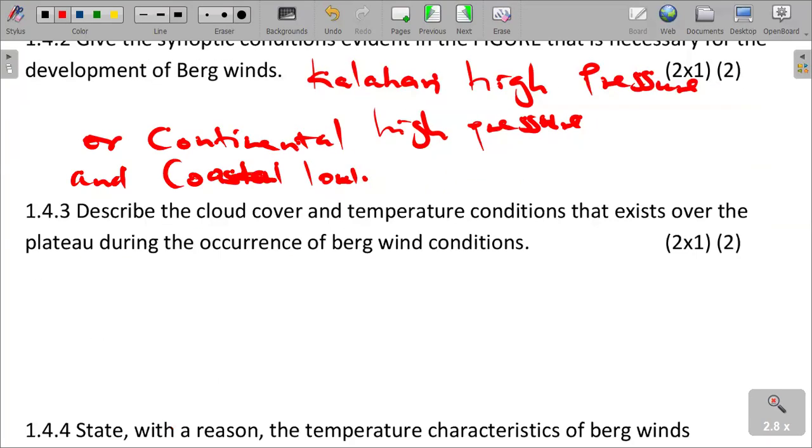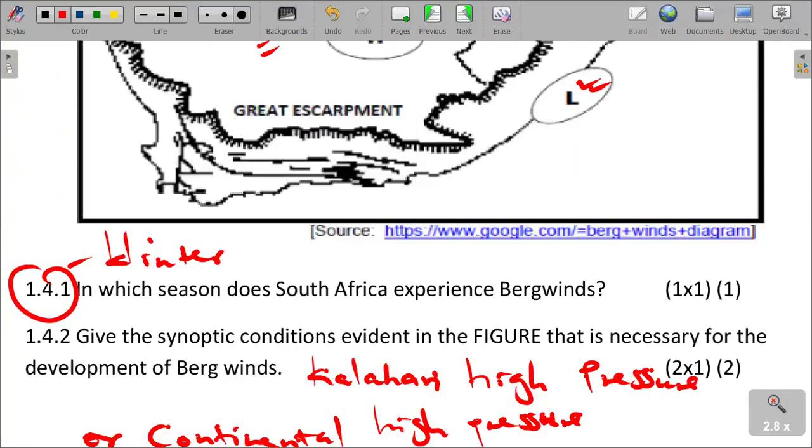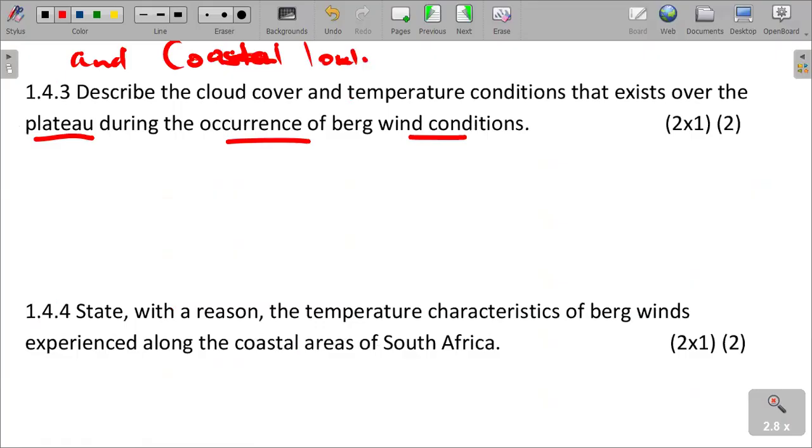Describe the cloud cover and temperature condition that exist over the plateau during the occurrence of berg wind conditions. We are saying over the plateau, this is the Great Escarpment. During the occurrence of the berg winds, we do have clear skies.